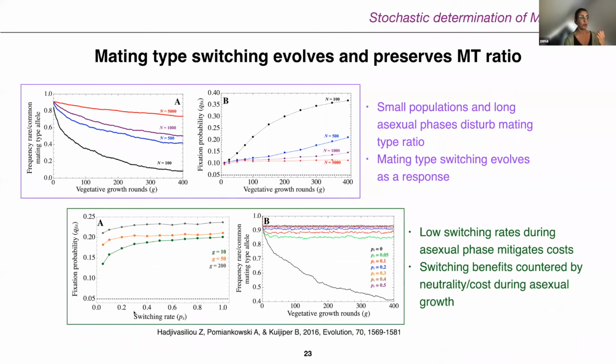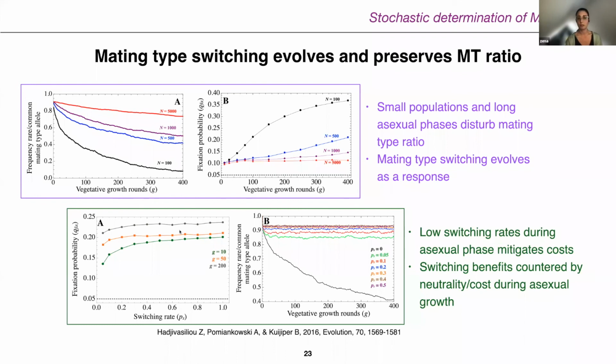So here you see the switching rate itself and the fixation probability for populations that have different durations of asexual growth. You can see here that as the period of asexual growth increases, the fixation probability doesn't increase massively. And actually, in these populations with long periods of asexual growth, the switching rate just reaches an optimal 0.21 and doesn't increase much with further rounds of vegetative growth.